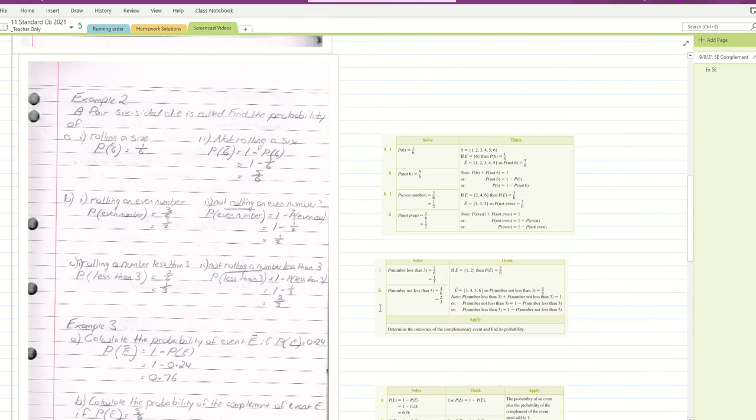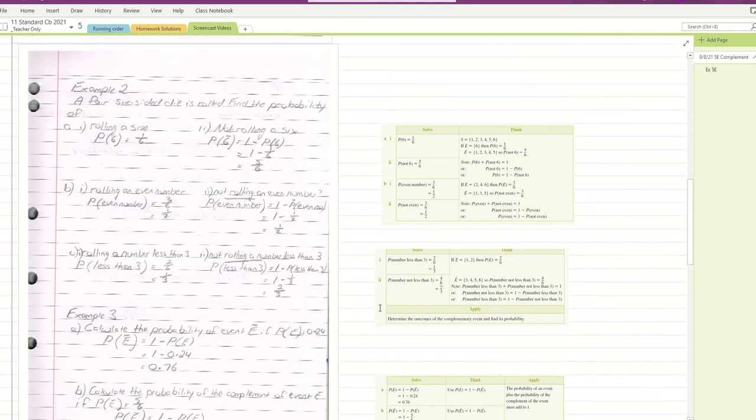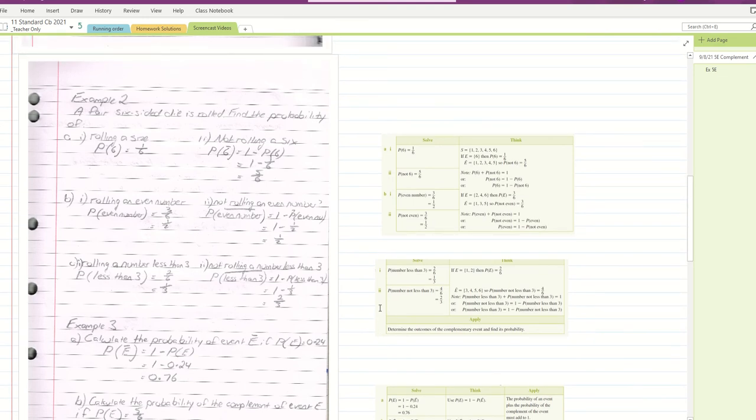Come down here and have a look at our example 2. We've got a fair six-sided die is rolled. Find the probability of rolling a 6. So the probability of rolling a 6 is 1 on 6. There's 1 to 6 on the sides of a die. There's 6 different numbers. All of our probabilities when we roll a die are out of 6.